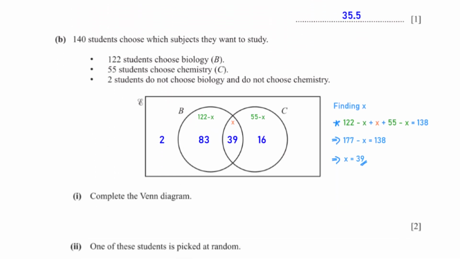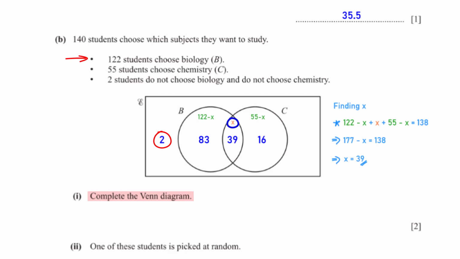140 students choose which subjects they want to study. Complete the Venn diagram. We are told 2 students do not choose biology and do not choose chemistry. So we put 2 in this region outside sets B and C. Let's represent the number of students who chose biology and chemistry with X.